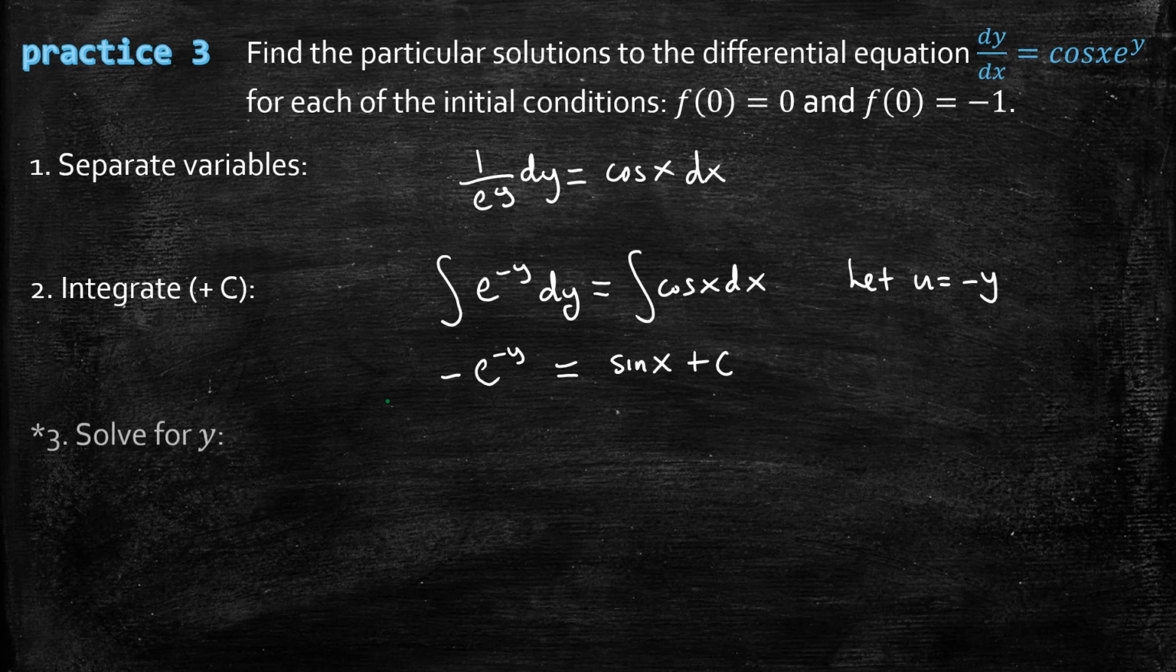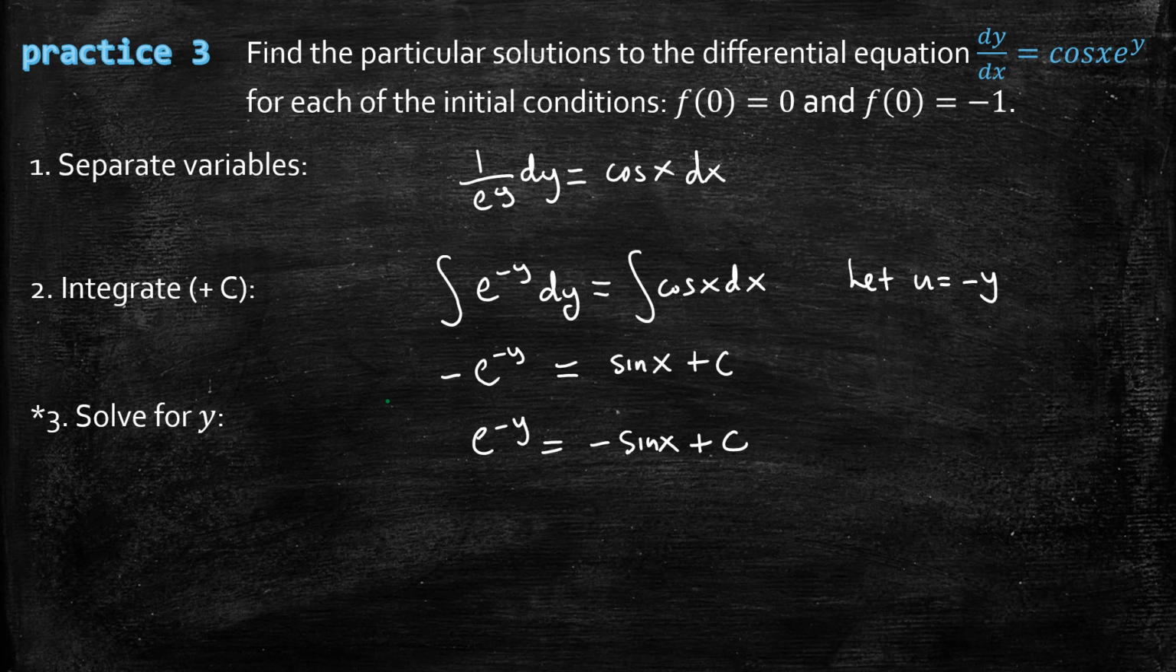From this point on, for the third step, we're going to switch them around. This time we're going to solve for y first and get a general solution, and then we can plug in the initial conditions to get the particular solutions. And I'm going to bring the negative to the other side and get negative sine x plus c. c times -1 would just be a new constant, so we'll just call it plus c again. Okay, it's still a constant.